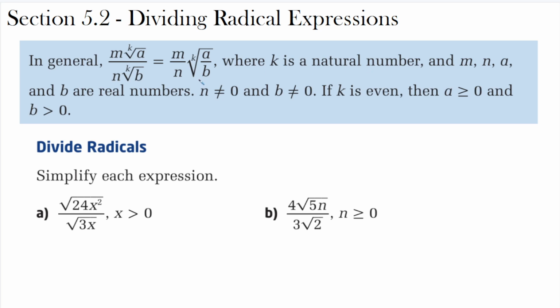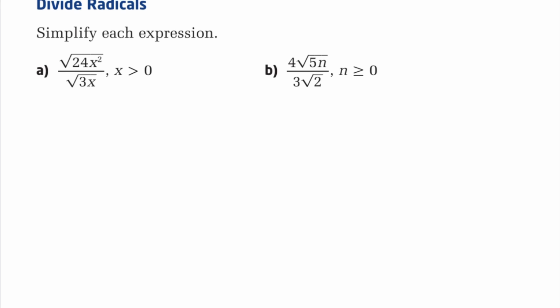Okay, so k is a natural number for our index. m, n, and a and b are real numbers. Because we're dividing by n and dividing by the root of b, neither of those can be 0. And if k is even, our restriction is that the radicands are not allowed to be negative. So a must be greater than or equal to 0, and b must be greater than 0. And the only reason b is not greater than or equal to is because it's in the denominator here. Okay, so with that out of the way, let's take a look at how this works in practice, which is actually much simpler, I think.